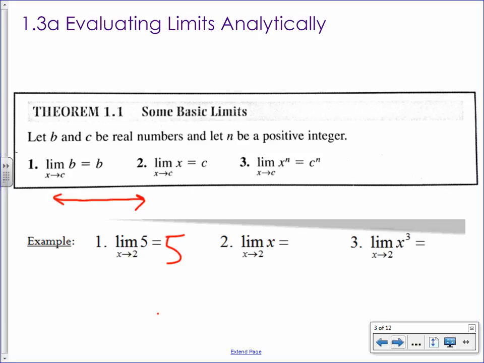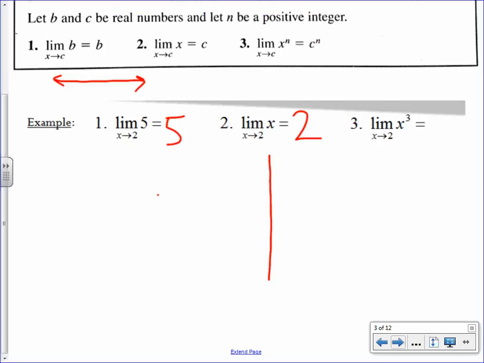The limit as x approaches 2 of x? 2. If we want to think about the graph, we know that this is what y equals x looks like. Here at 2, we're approaching the y value of 2, because the coordinate is (2, 2). But we're not going to draw the graph every time because we know what's going on.